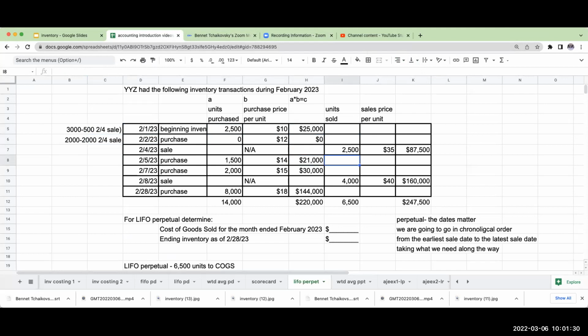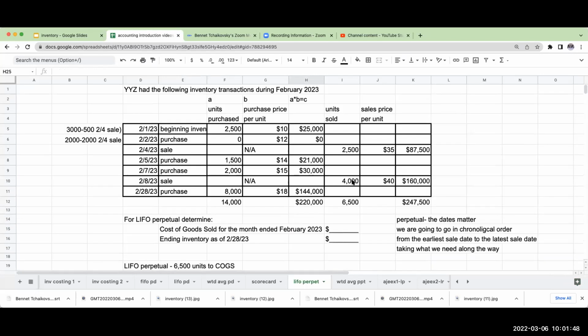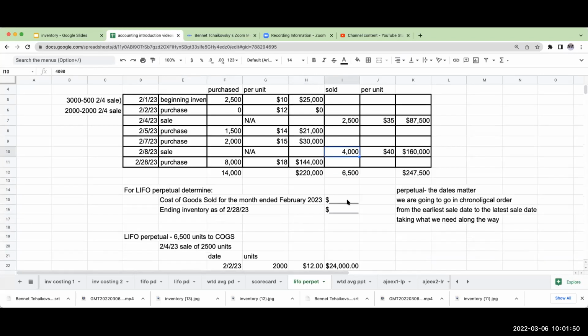Now, we've dealt with this sale. We're now ready to go to our next sale. Our next item up for bids is the 2/8/23 sale of 4,000 units. So date, units, and let's go for it. I sold 4,000 units, so I need to take 4,000 units to cost of goods sold.